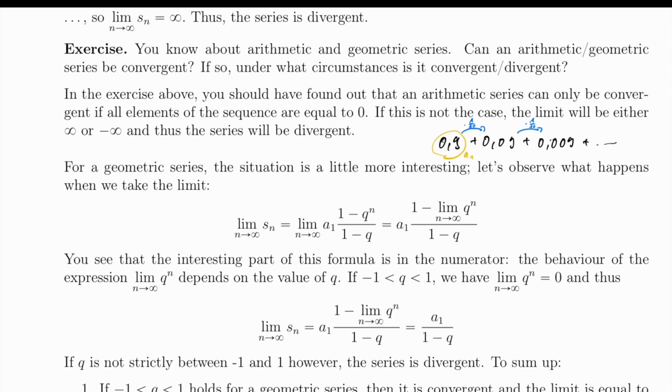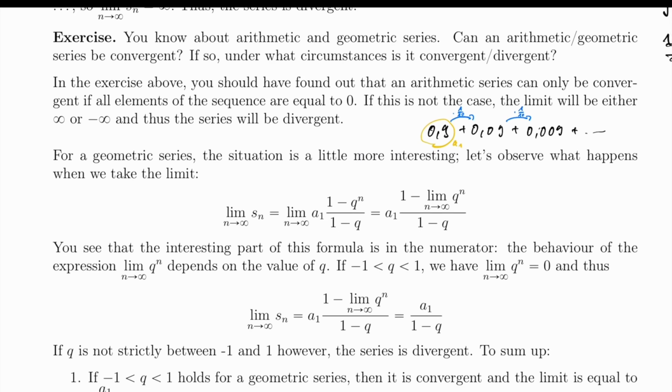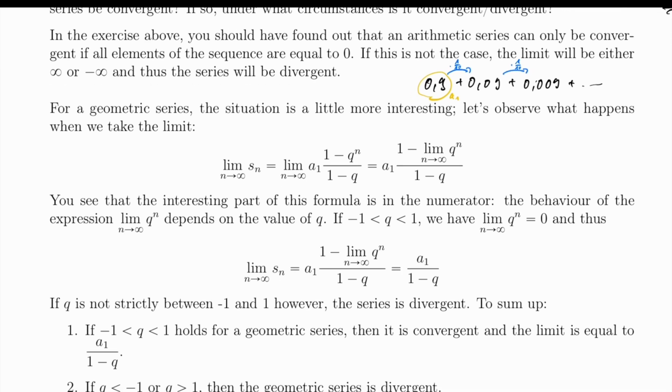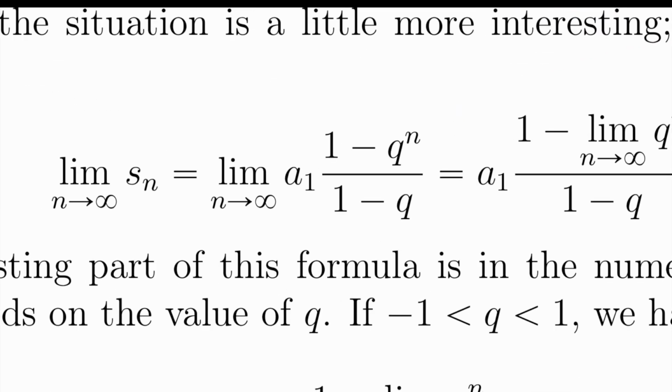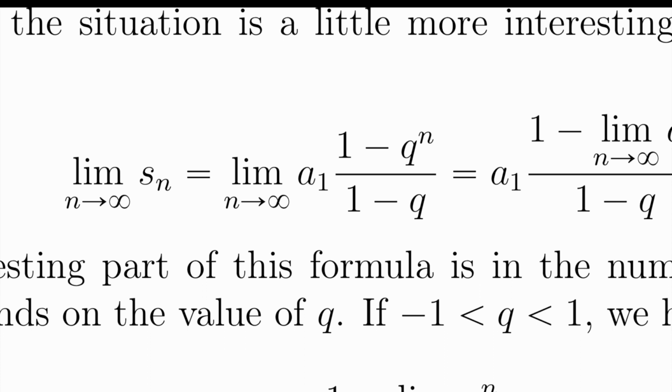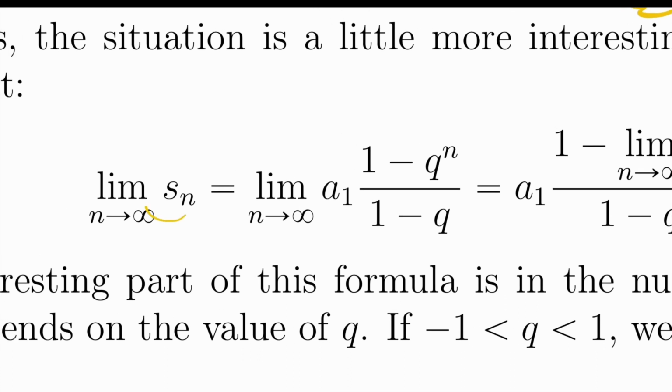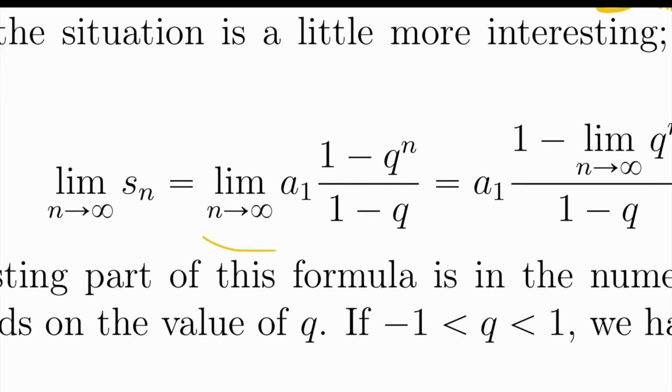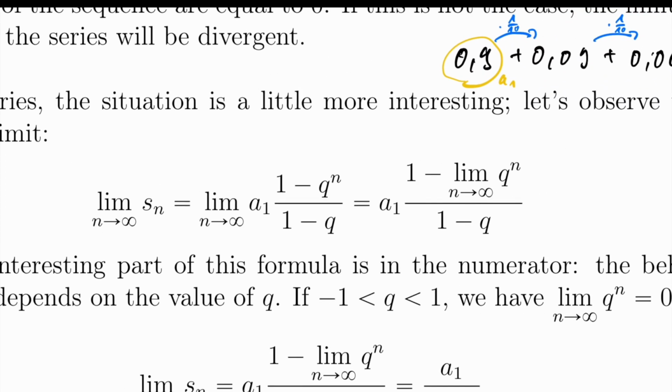So we can analyze the series of a geometric sequence, and in the chapters before we said, okay, the formula for the sum of the first n elements of a geometric sequence is this one here. And now I take my limit of the different things. Here 1 is not interesting, stays 1, q stays q, because there's no n in it. The only interesting thing is this one here.